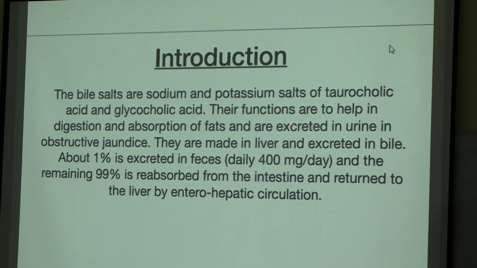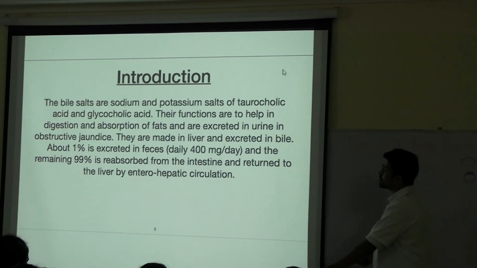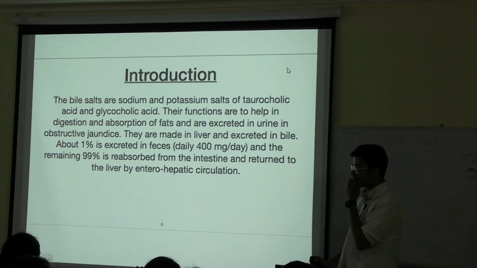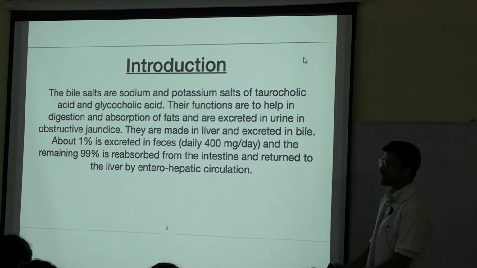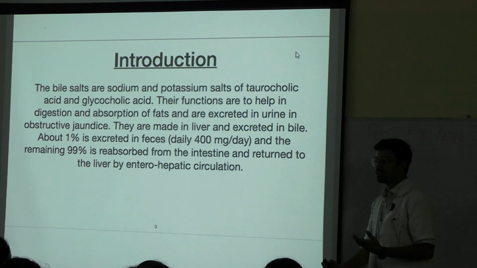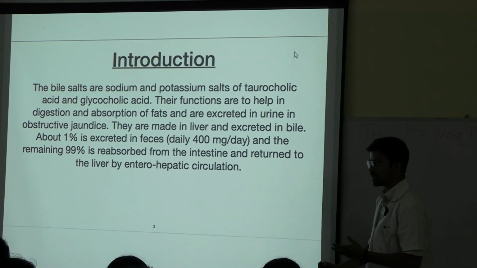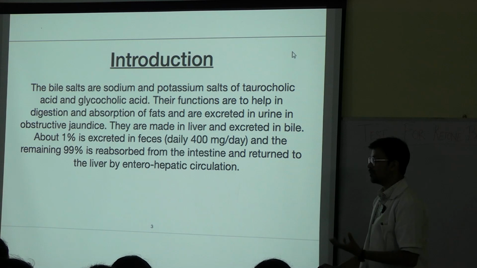Now, their functions are what? I already mentioned that they help in digestion and absorption of fats, and are excreted in the urine in case of obstructive jaundice. First try to understand what happens, rather than just copy pasting. I'll give you the time to write it down. These bile salts are easily diluted in water.